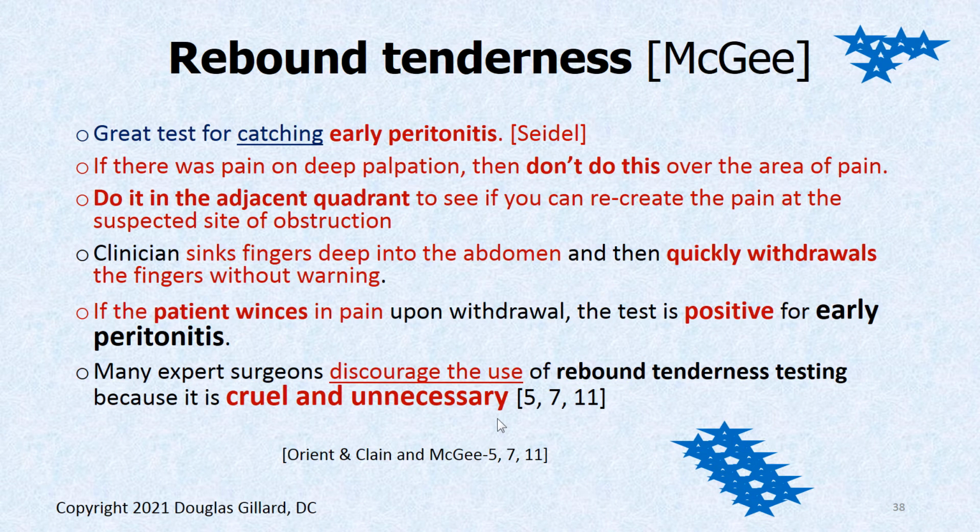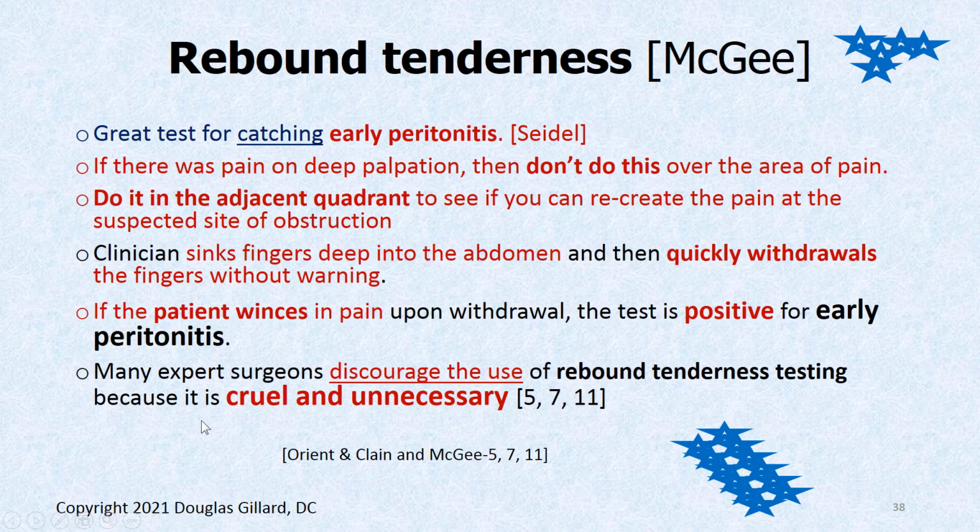All right, and that's everything I just said about rebound tenderness. You can do that if you did deep palpation and they really didn't have much pain, maybe a little bit in the left lower quadrant. You could do rebound tenderness right over the left lower quadrant and see if that exacerbates it. If a positive, when you do rebound tenderness in the adjacent quadrant and it recreates pain in the same quadrant that you found deep palpation to be painful, that's a pretty good sign for early peritonitis. They need to be referred immediately to the emergency room.